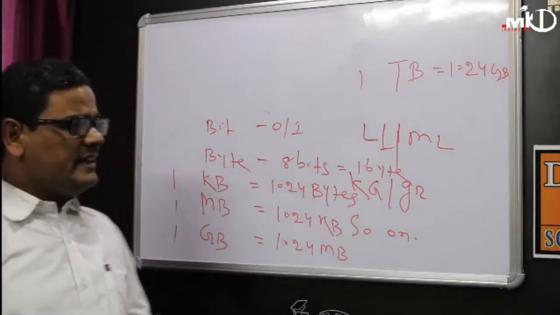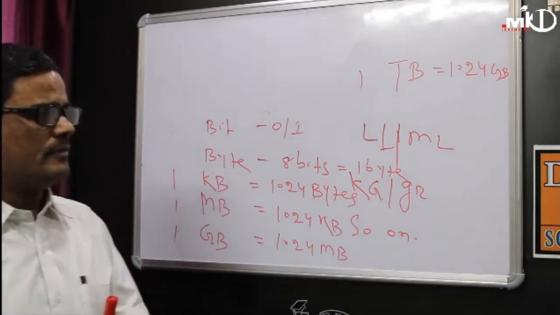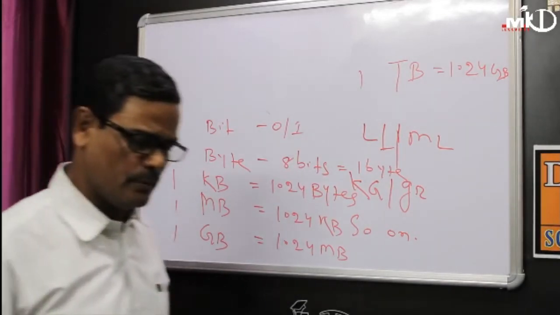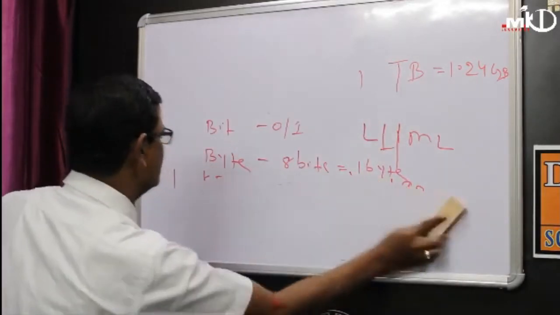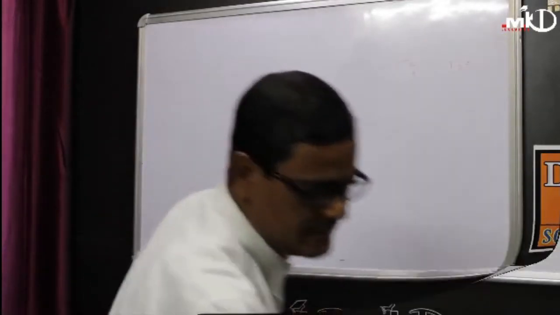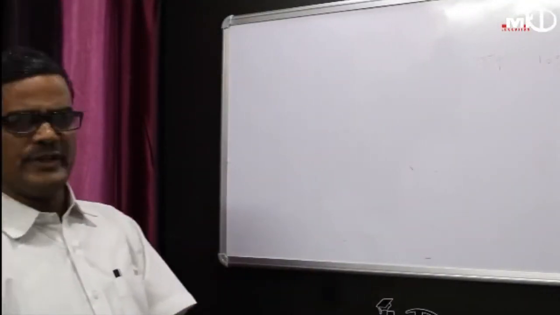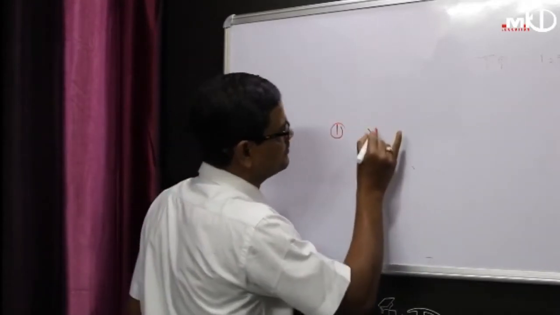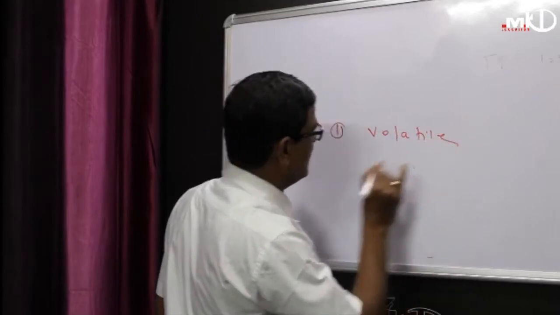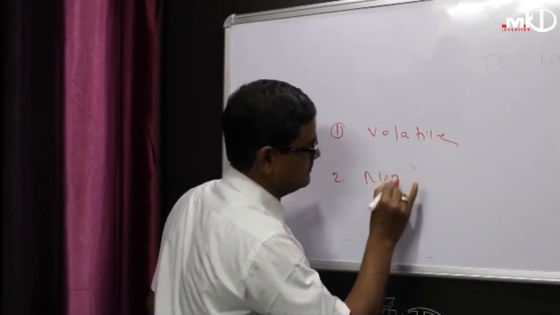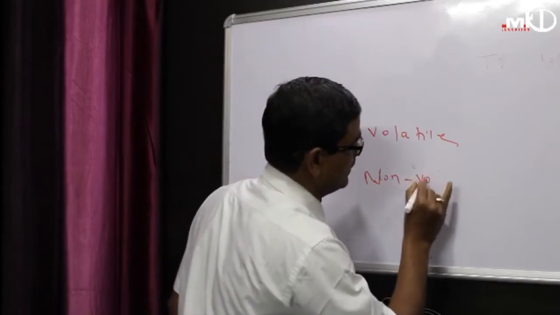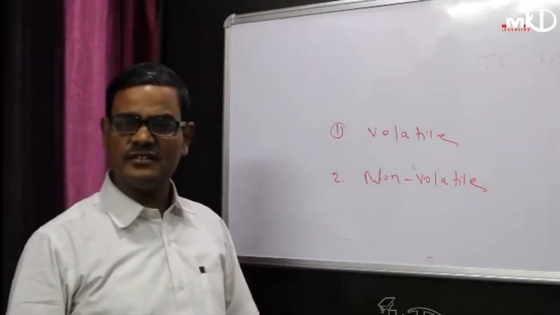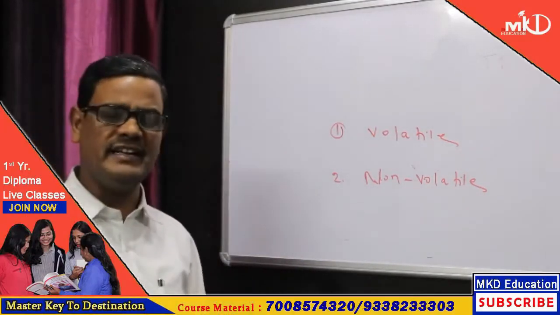In nature, different types of memory are available. If you categorize them by nature, there are two types of memory: one is volatile, and the other is non-volatile. Some memories are volatile in nature and some memories are non-volatile in nature.